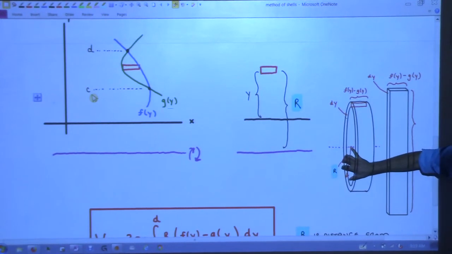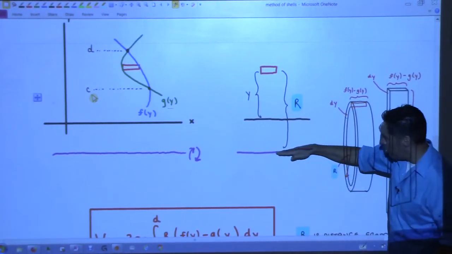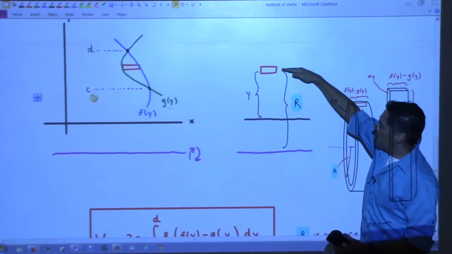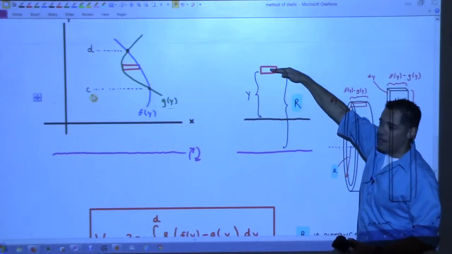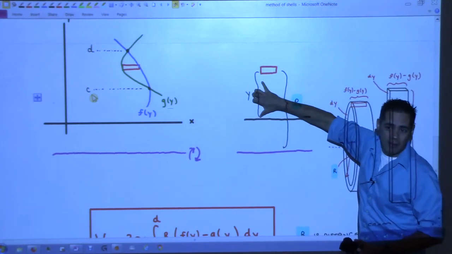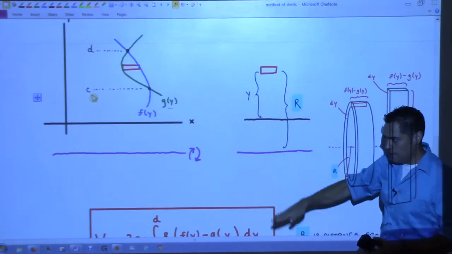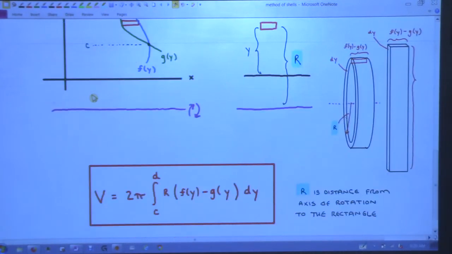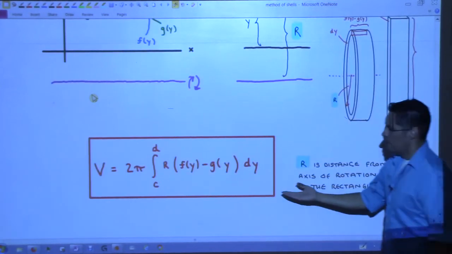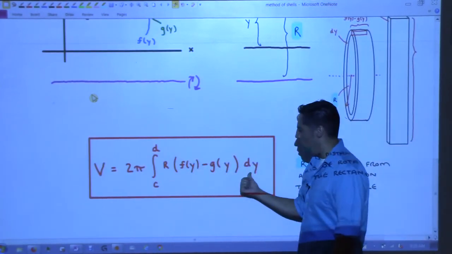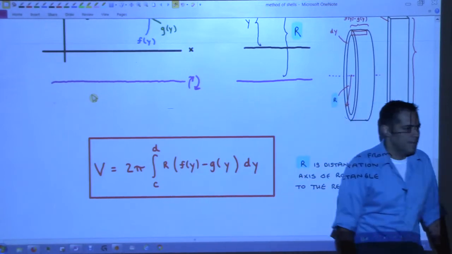And then look at our radius now. Our radius is the distance from the axis of rotation to the rectangle. The distance from the x-axis to the rectangle is always y this time, because we're varying y. So our formula changes a little bit. Only difference is c to d, dy, everything else pretty much the same.